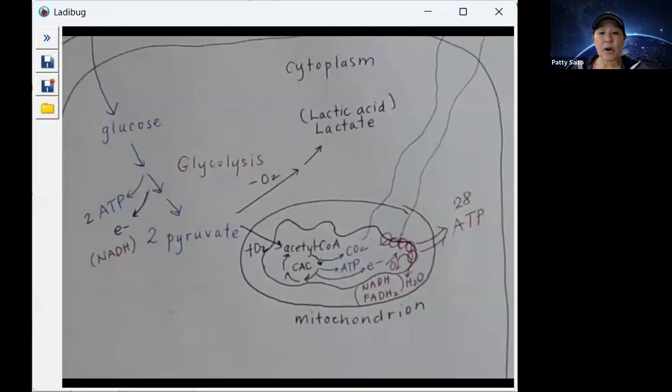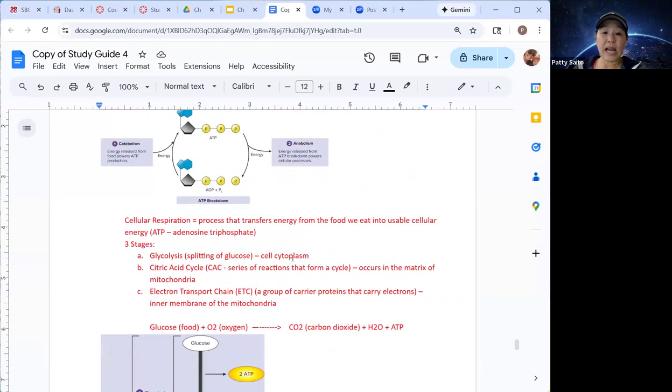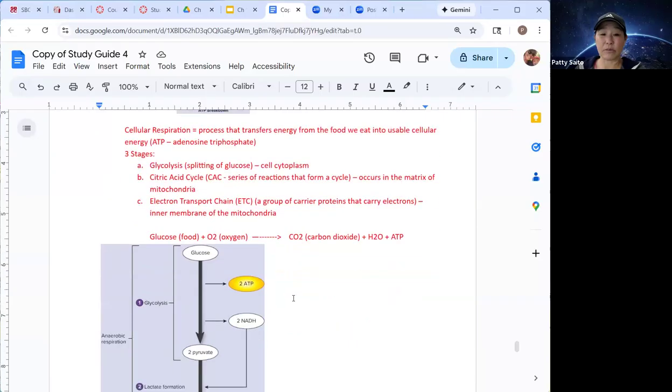All right, now maybe I'm going to go back and look at one more thing. We're kind of done with the questions. So I want to point out that you understand where these are occurring, because that could be a question. You have to know what the process is and where it occurs. So the cytoplasm is glycolysis, citric acid cycle is in the matrix of the mitochondria, and the electron transport chain is in the inner membrane of the mitochondria. Okay, I hope that's really clear.